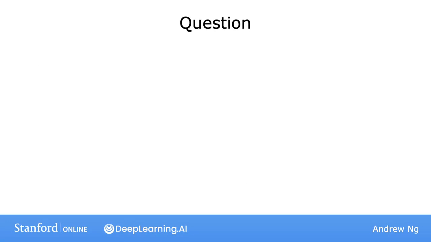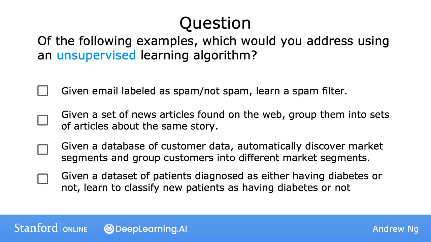Now, I'd like to ask you another question to help you check your understanding. And no pressure, if you don't get it right on the first try, it's totally fine. Please select any of the following that you think are examples of unsupervised learning. 2 are unsupervised examples, and 2 are supervised learning examples. So please take a look.